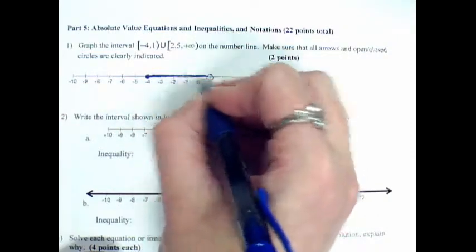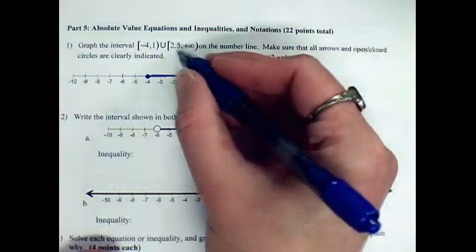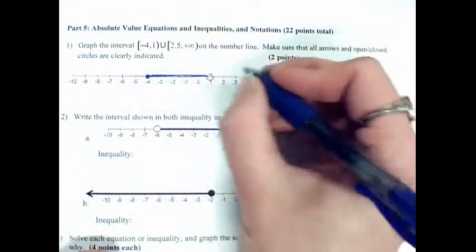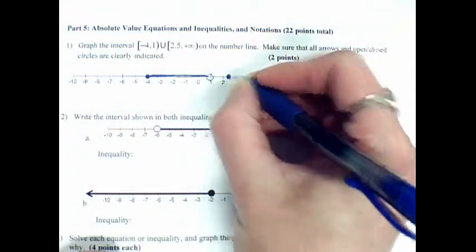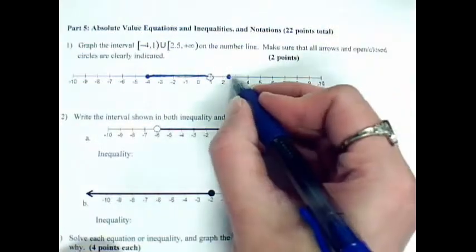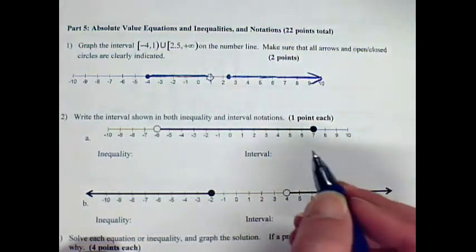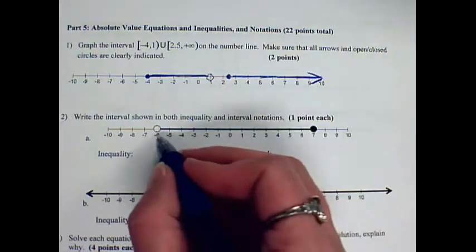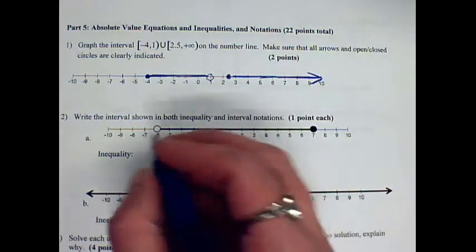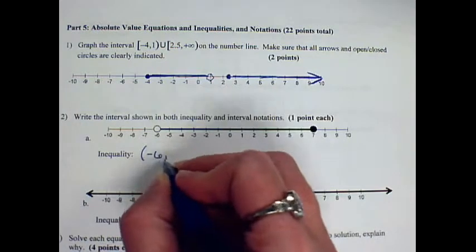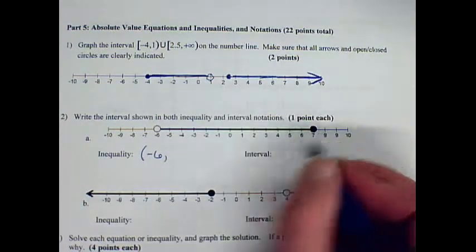Now, union means we got a little bit of a gap. Then the next part starts at 2.5, and it's got a bracket, so that's going to be a solid dot, comma, positive infinity. So it keeps going off and off and off. All right, the next one. It's got an open circle at -6. That means it's got a parenthesis at -6 and a closed circle at 7.